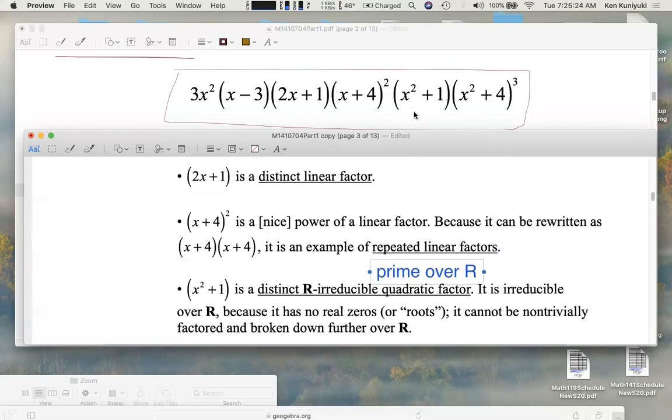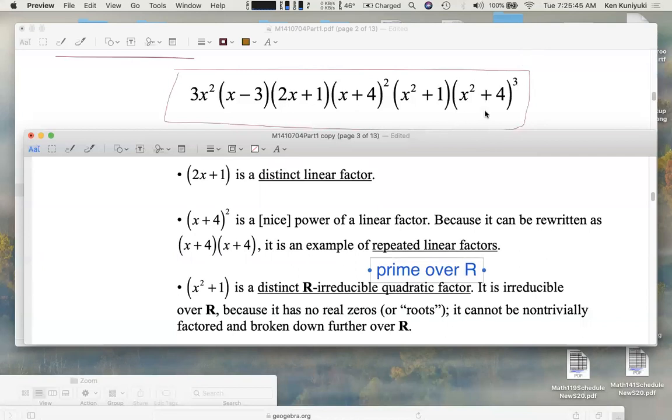In the case of a quadratic, you can tell if a quadratic with real coefficients can be factored over the reals, depending on whether or not it has real zeros. If it has real zeros, we can factor it further over the reals. But x squared plus 1 has no real zeros. So we cannot factor this further over the reals.